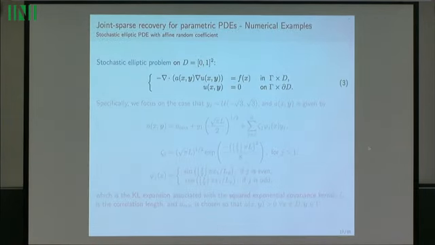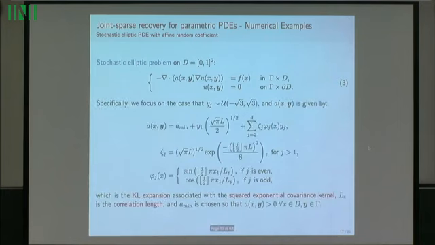Okay, so I think I just have enough time to go into some numerical examples, and then I'll finish up. Let's return to the stochastic elliptic problem. We'll specifically focus on a known KL expansion of a random field associated with a squared exponential covariance kernel. I'll choose some correlation lengths, and I'll play around with the dimension a little bit to see what happens when we try to do sparse approximation in high dimensions.